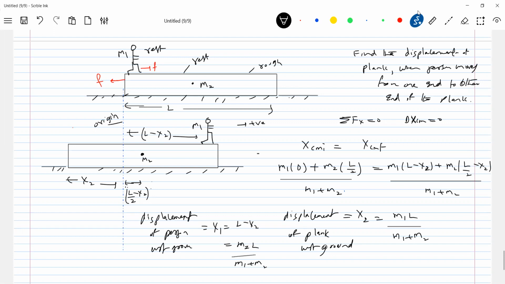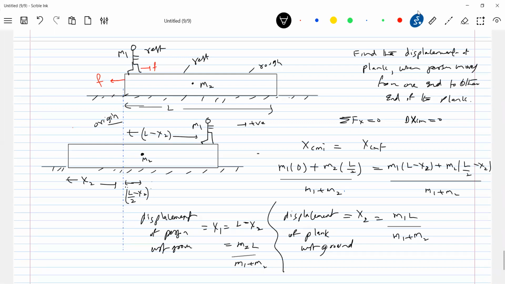If you take the displacement of person positive, displacement of plank should be negative. Already I assume that negative sign. Towards left is what we took it, no? L minus x2 has come. So like this, what happened? We can write an expression for how much distance the plank has moved here.